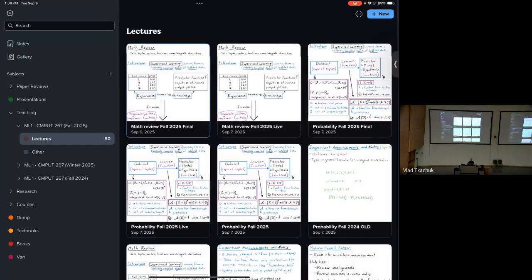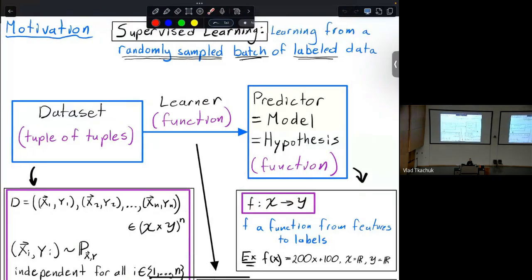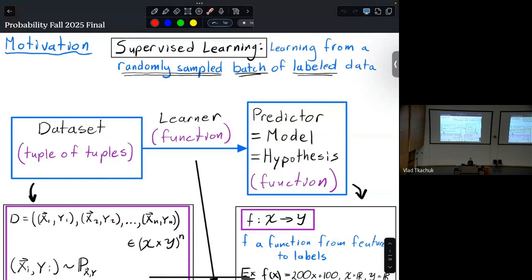Great. So let's move on to probability. As with the math stuff, I'm going to try to motivate why we care about probability.